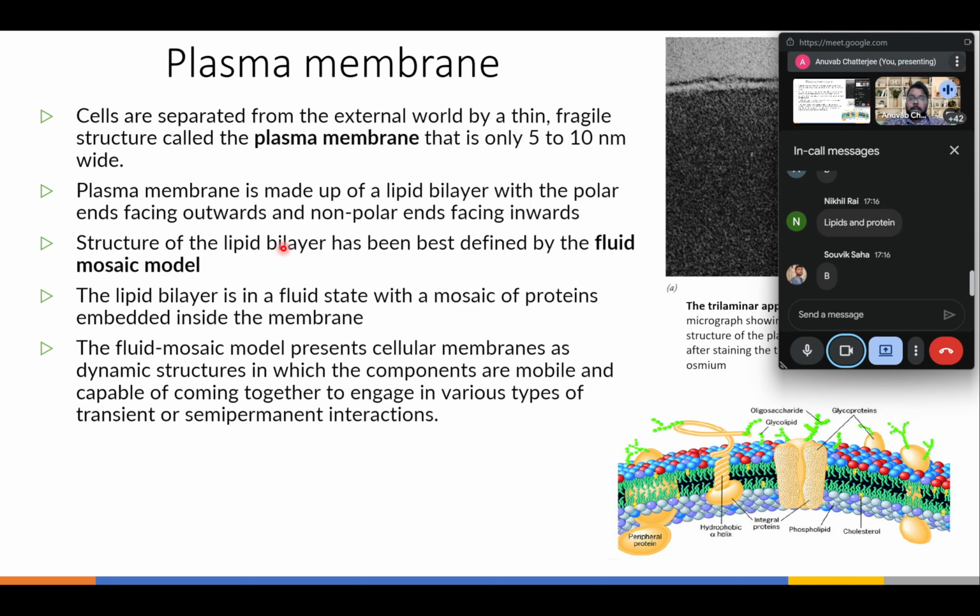It is a lipid bilayer with the polar ends facing outwards, non-polar ends facing inwards. The structure is best defined by the fluid mosaic model, which essentially describes that these lipids are not like building blocks that stay where they are. They always move like a liquid, and a lipid here sometime later will move along the entire plasma membrane to somewhere else. So this was known as the fluid mosaic model when it was proposed. It is in a fluid state, yes.